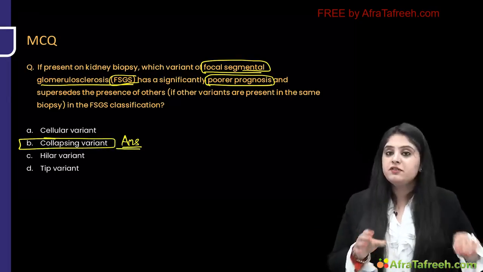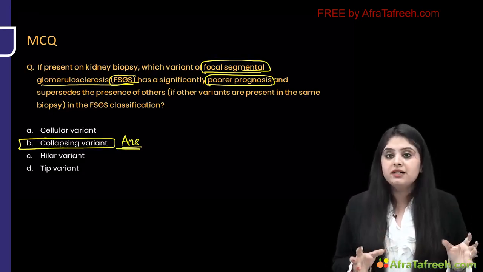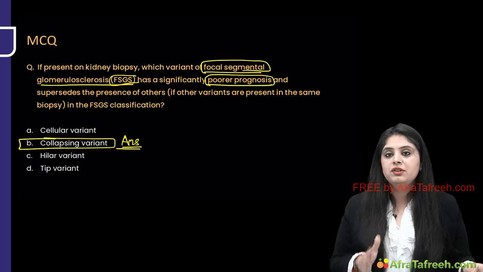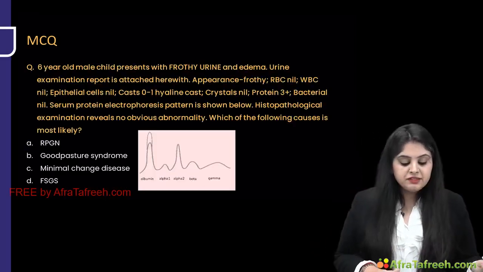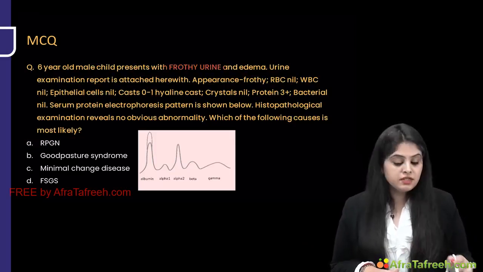So how, instead of a one-liner, which is the worst prognosis FSGS, did they make such a complicated English sentence out of it? But I think we are sorted. Our basic concept is collapsing is the worst. Coming to the last question of this segment. There's a 6-year-old male child with frothy urine. And I've been kind to you, I've written it in bold.